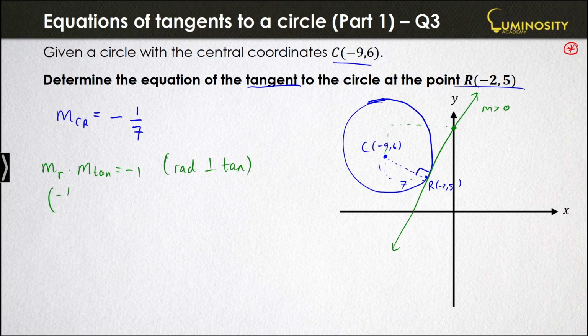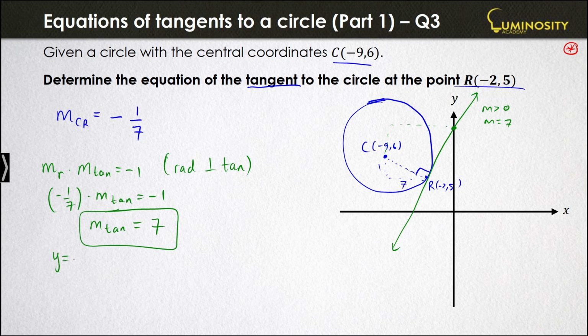So I have -1/7 times the gradient of the tangent equals -1. How do I get rid of that -1/7? I multiply by -7 on both sides. So the gradient of the tangent is going to be +7. That makes sense again, because the gradient was going to be a positive number here.